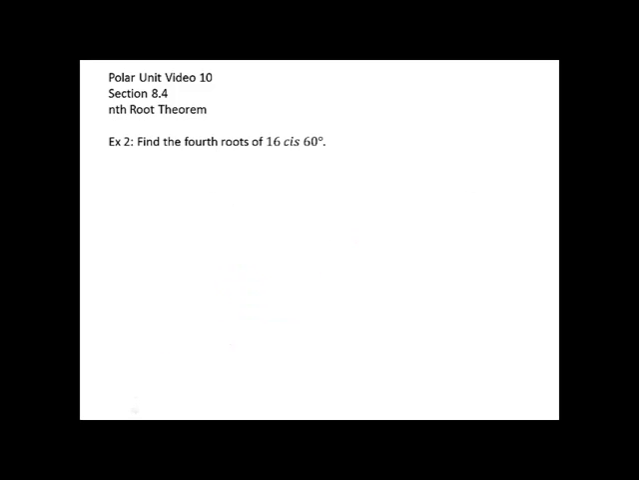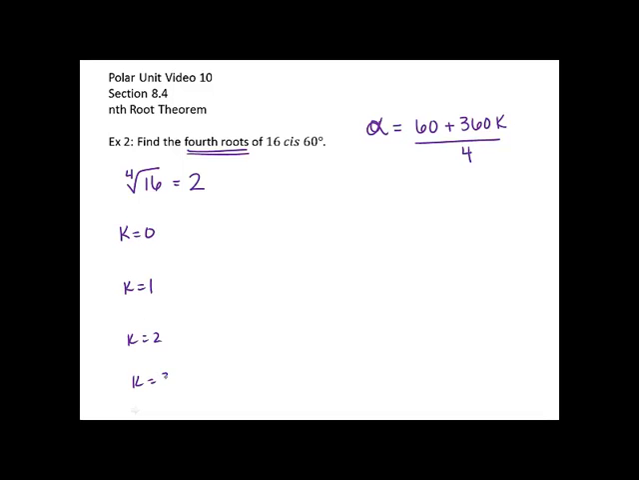So let's try another one together. This one, I want to take the 4th root of 16 to find my n value, which also happens to be 2 for this problem. And this time, because I want 4th roots, I'm going to use alpha to represent a different angle, equals 60 plus 360k divided by 4. Now the k values I'm going to use are k equals 0, 1, 2, and 3.